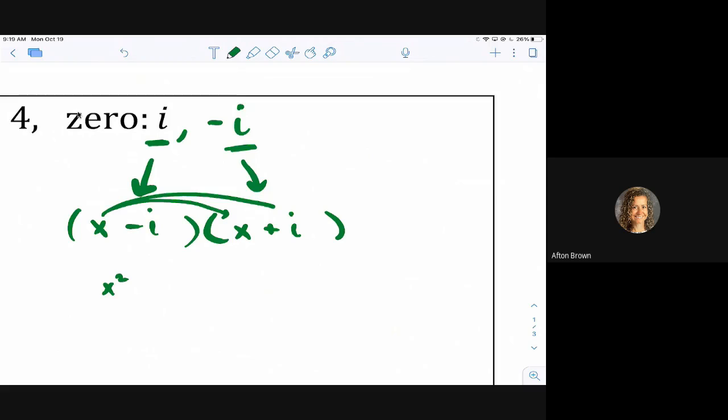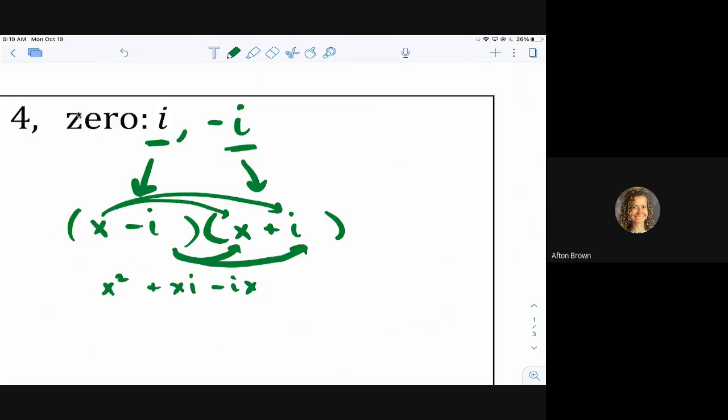The outer product, x times i, you can write xi or you can write ix, either way, but it's a positive xi, or again, ix, the order does not matter. Then you do the inner product, negative ix or xi, doesn't matter. Negative i times positive i is what?